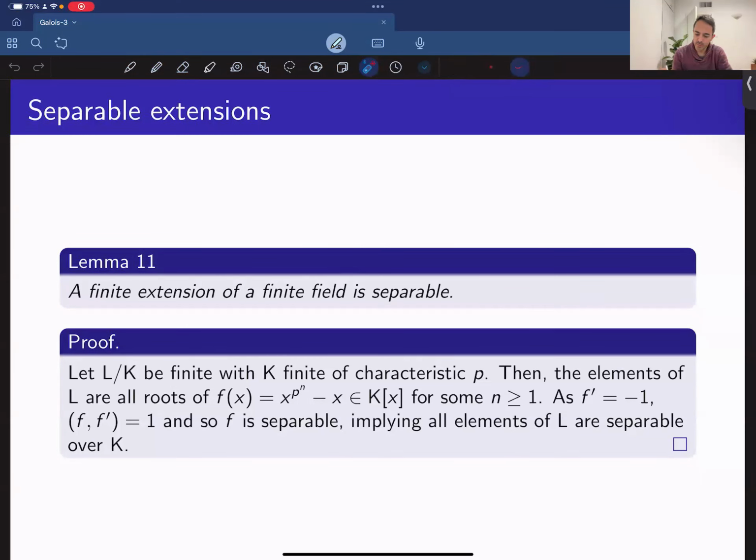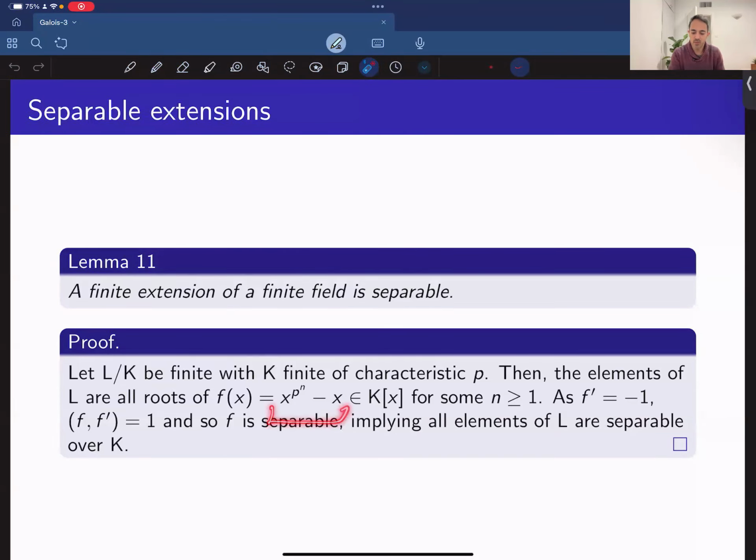So why is this true? It's kind of the same proof, but for different reasons. Consider a field extension L over K, which is a finite extension, and K is a finite field of characteristic p. Because we understand finite fields, we know that if p to the n is the size of L, then the elements of L are all roots of this polynomial.